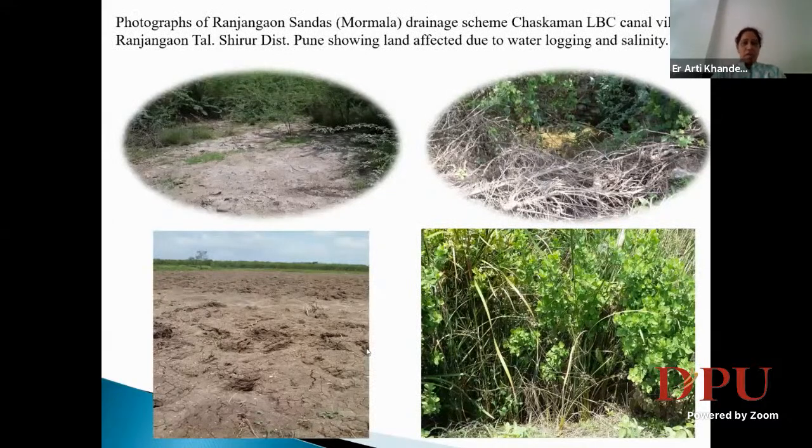See how waterlogging happens. I just added one case study here from Ranjangaon Sandas near Shirur. You can see the actual damage to the land. You can see white patches, which show the salinity. In this second picture you can see a river, and the water table has risen to near the ground level. In this picture the total land is completely wasted, damaged. We can't grow any crops or anything over there.